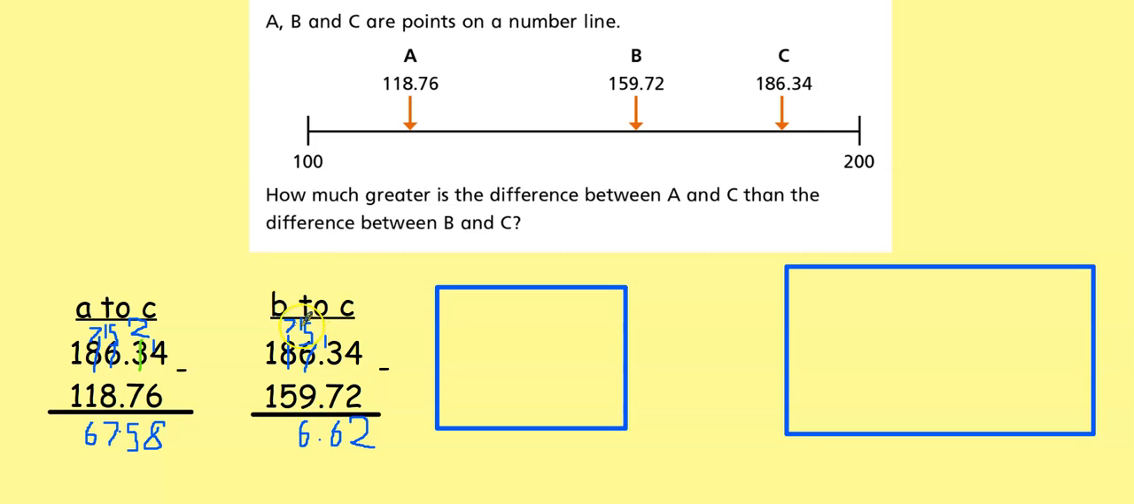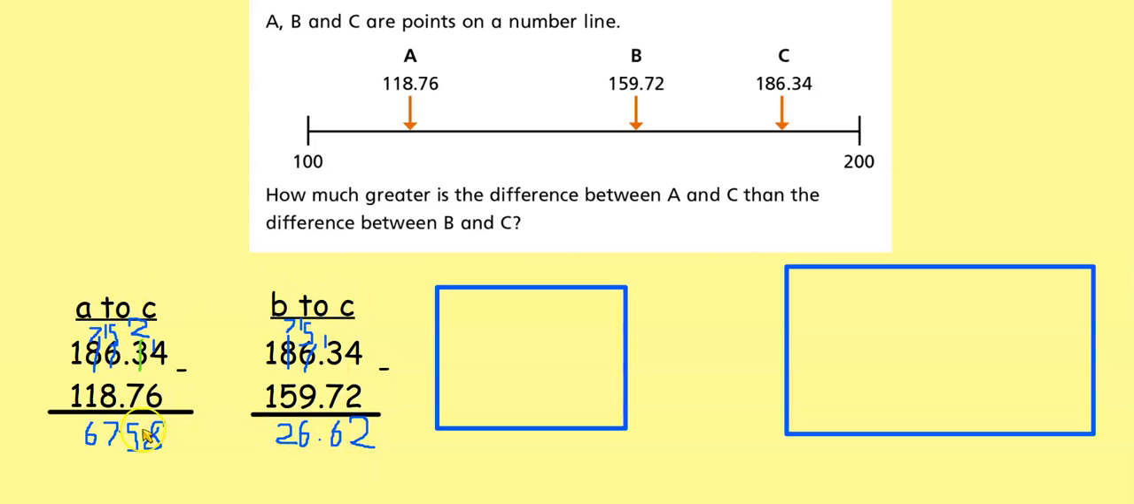At least my 6s are getting better. And finally, now 7 tens take away 5, which leaves us with 2. So that would help us work out the difference between B and C. But there's a third stage to this problem, answering it this way. So another opportunity to make a mistake. Here it now asks, well, what's the difference between the distance from A to C and B to C?